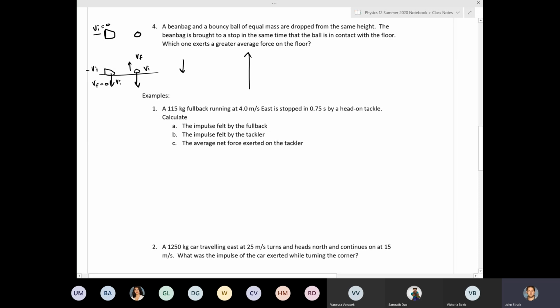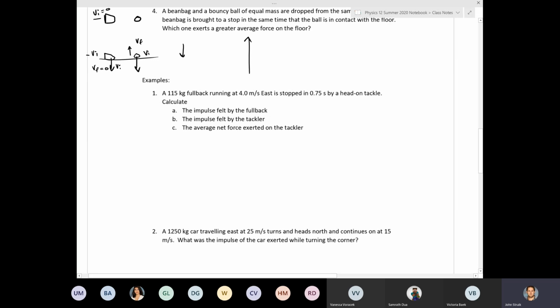A 115 kilogram fullback running at 4 meters per second east is stopped in 0.75 seconds by a head-on tackle. In this case, calculate the impulse. So impulse, delta P, is equal to m delta V. In this case, our VI is 4 meters per second, and our VF is 0. So we're going to go 115 times 0, that's our VF, minus 4.0, which is 460 kilogram meters per second. That is the impulse felt by the fullback. What is the impulse felt by the tackler?